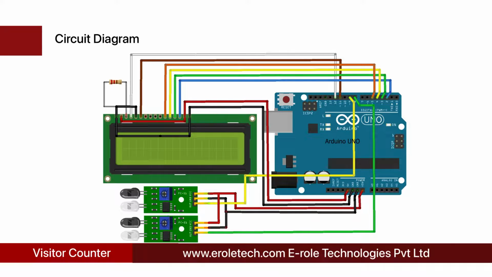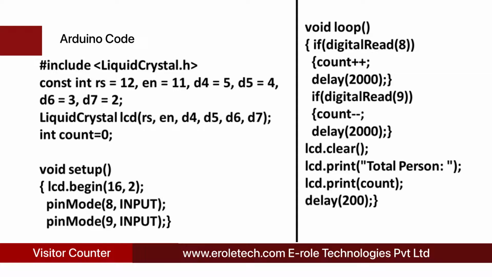Pin 11, 12, 13, and 14 of LCD display are connected to pin 5, 4, 3 and 2 of Arduino respectively. IR sensor module has 3 pins: VCC, ground, and output. VCC pin is connected with the 5V pin of Arduino, and ground pin is connected with the ground pin of Arduino. Output pin of one IR sensor is connected with pin number 9 of Arduino. Output pin of second IR sensor is connected with pin number 8 of Arduino. This is the code of our project.